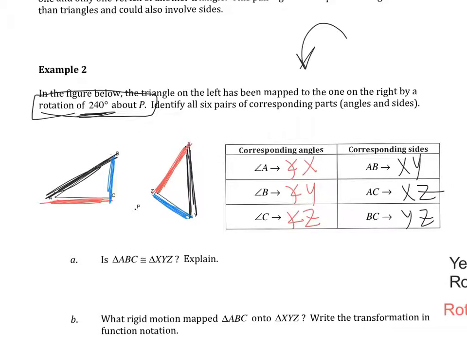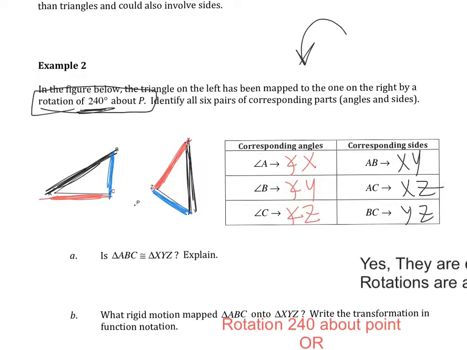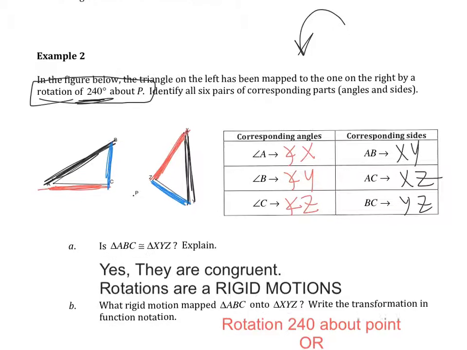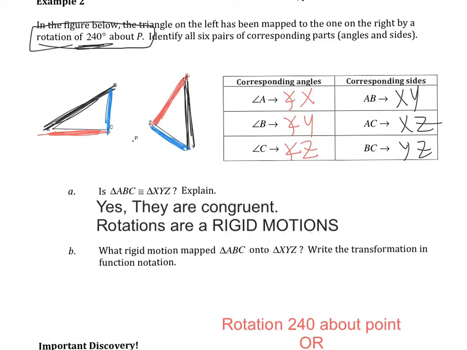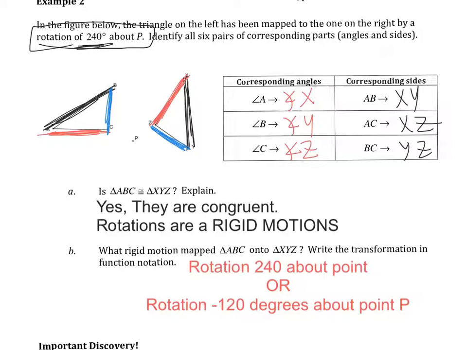And the next question says, are the triangles congruent? And the correct answer would be yes. They are congruent because rotations are rigid motions. So please copy that down. And then it asks specifically what rigid motion maps one onto the other. So you have two choices here. A rotation of 240 degrees about point P, or you could do a rotation of negative 120 degrees about point P as well. So either one of those would be correct.